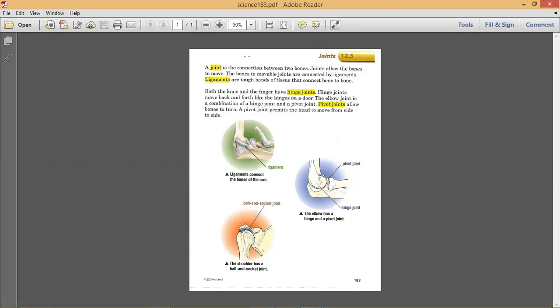Now the first joint is these are the joints that do not move. These are what you call the fixed joints or immovable joints. The second kind is those that move slightly, and the third one is those that move considerably. Now, fixed joints or the immovable joints are those that do not move. And you will find that in your skull and in the pelvis.